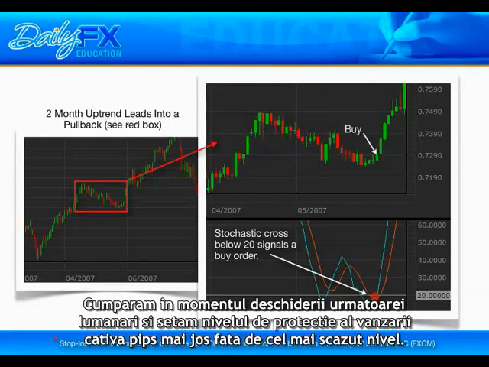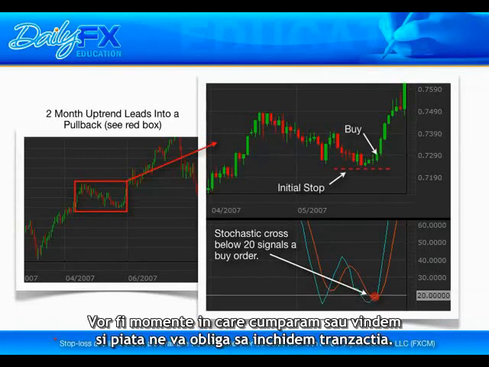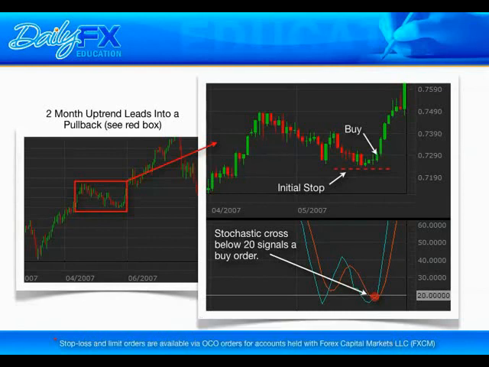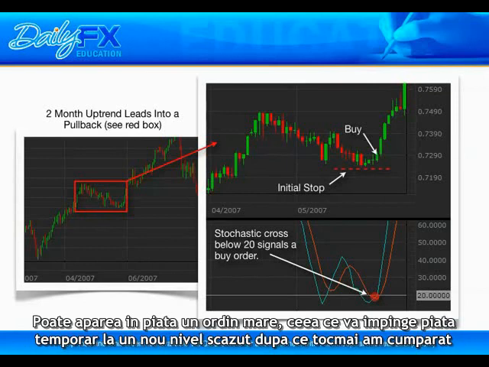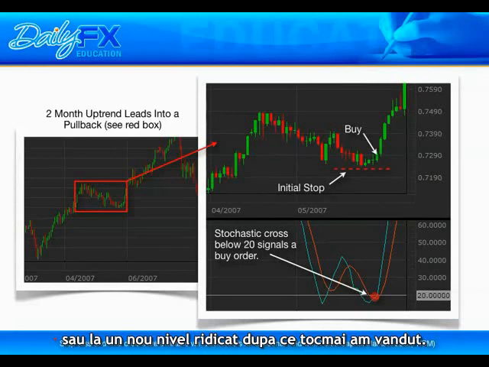We then buy at the open of the next candle and place our protective sell stop a few pips lower than the low. There will be times when we buy or sell, and the market will move to stop us out of the trade. After all, markets can do what they want, when they want. A big order may come into the market that temporarily pushes the market down to a new low after we bought, or up to a new high after we sold.